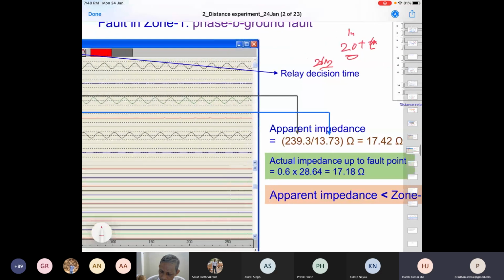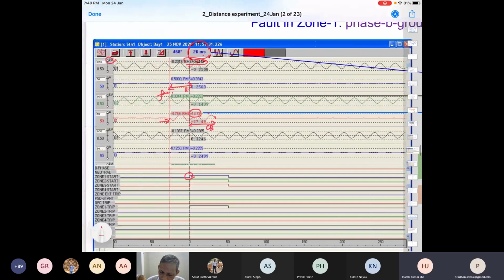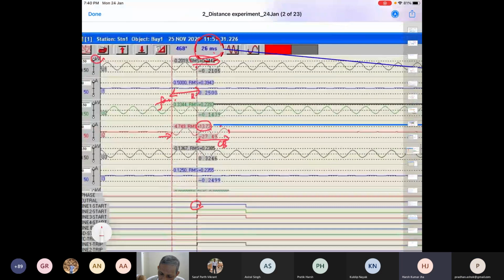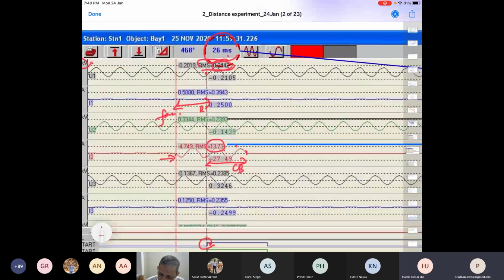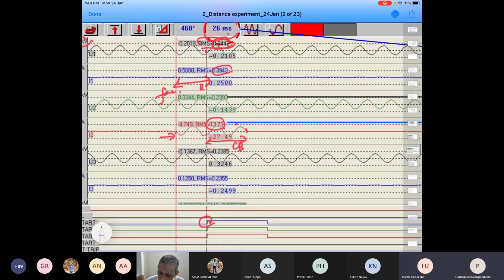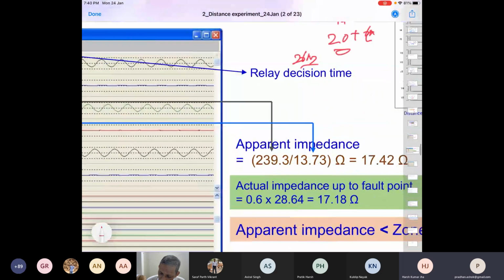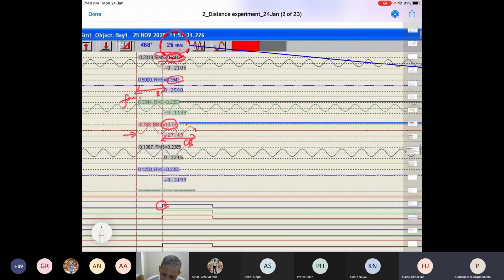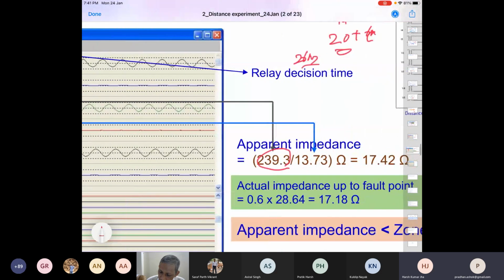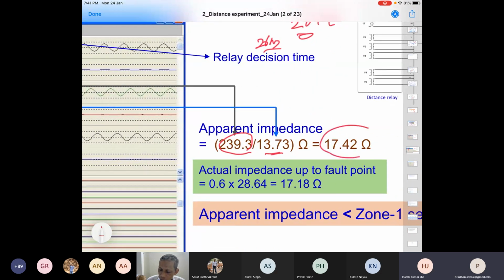And then we have this apparent impedance calculation, as I was telling about. This is the corresponding voltage. The RMS voltage is 0.3943, and the corresponding current you can see here. So 2393 is the considered voltage, because which voltage will we take? The faulted phase voltage, this one, 2393, agree? So 2393 divided by the current 13.73, the impedance happens to be 17.42 ohm.